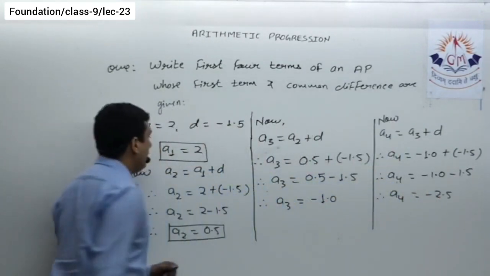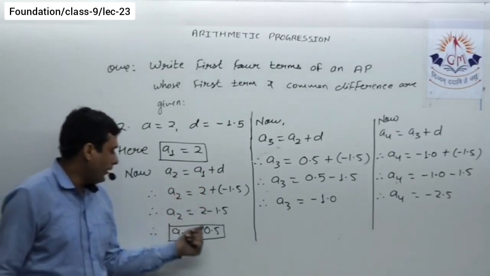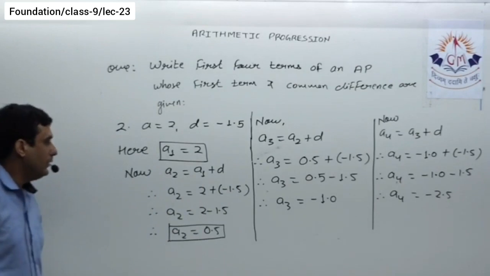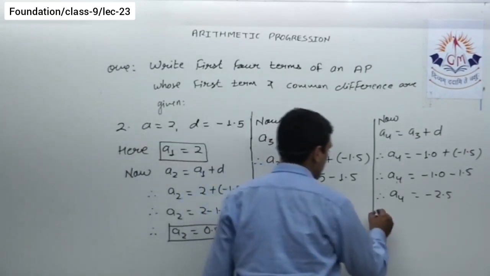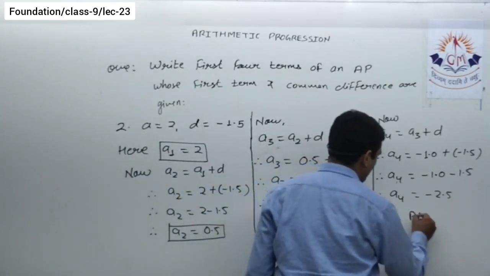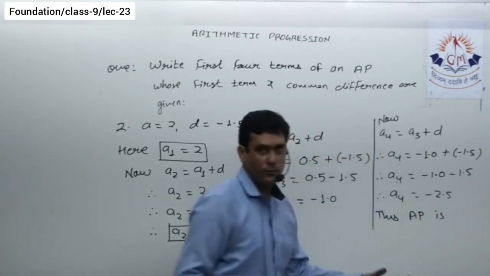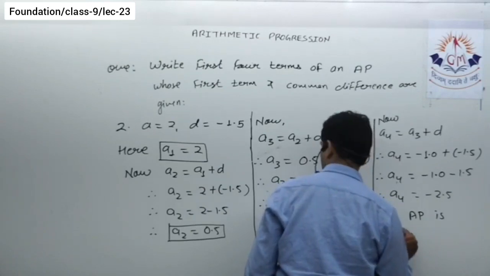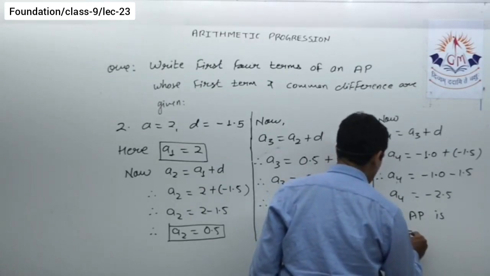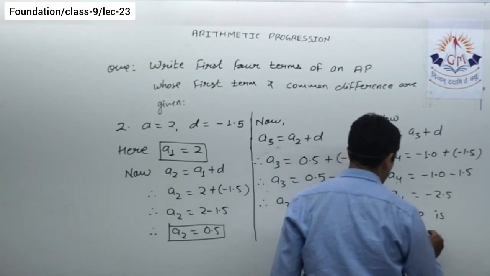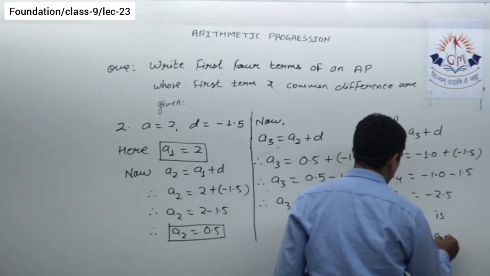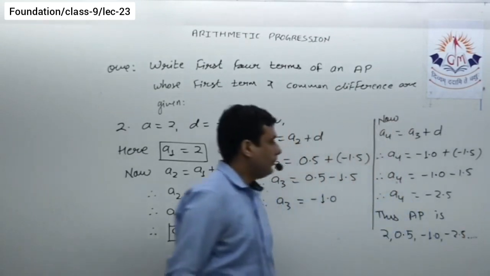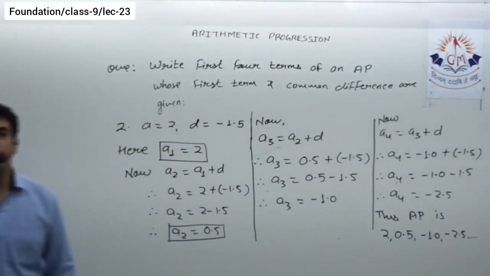So hence we can say the AP is 2, 0.5, minus 1, minus 2.5. So here I am writing that this AP, or these first four terms of the AP, are the same thing. This AP is 2, 0.5, minus 1.0, minus 2.5 and so on. Please note it down, then we'll see the next question.